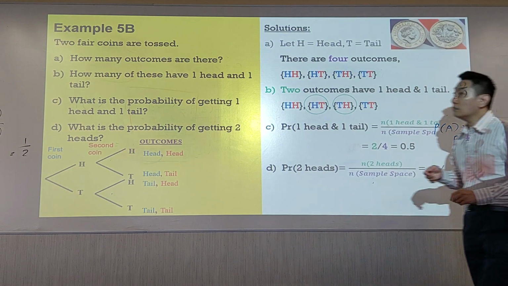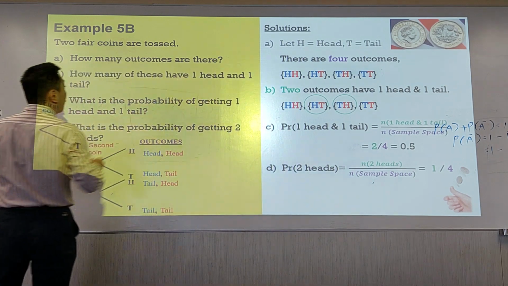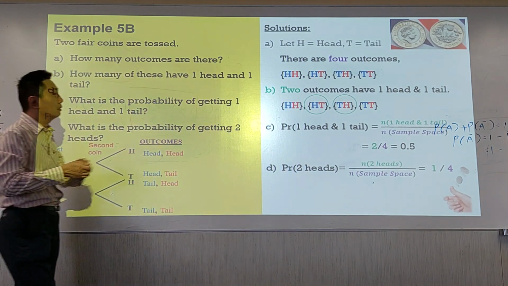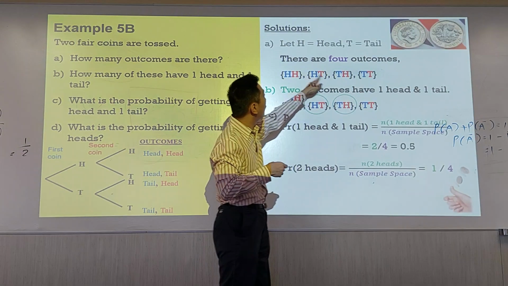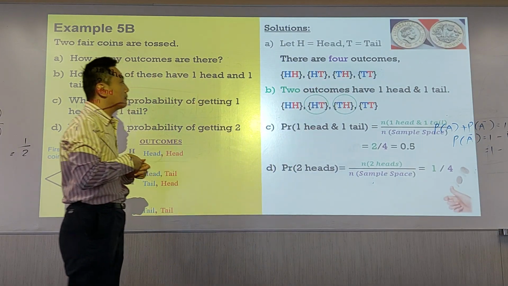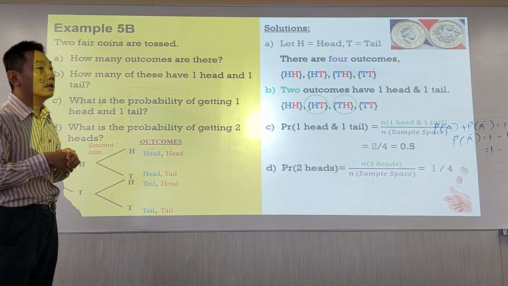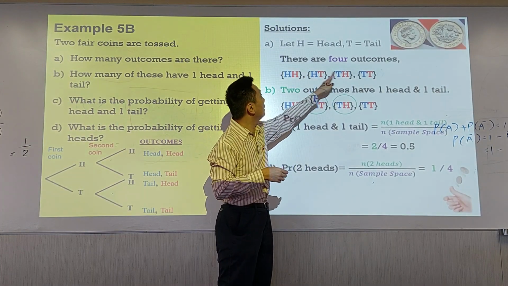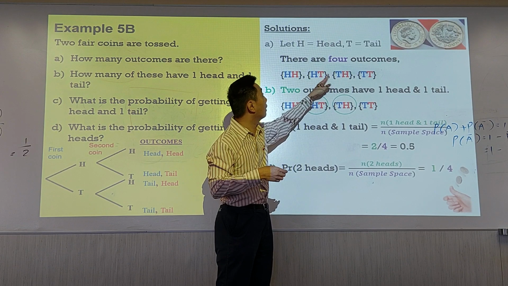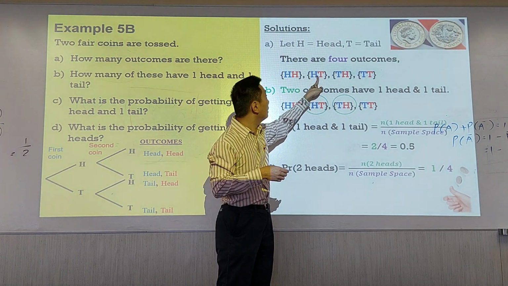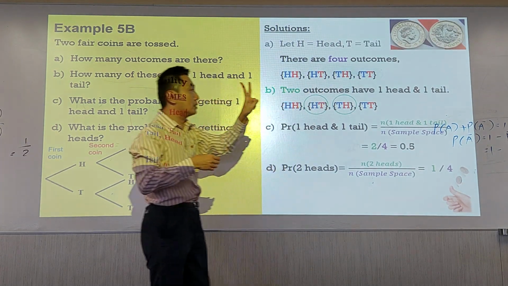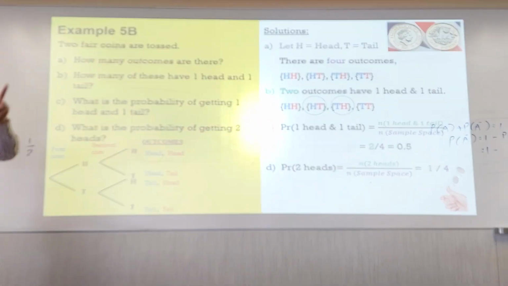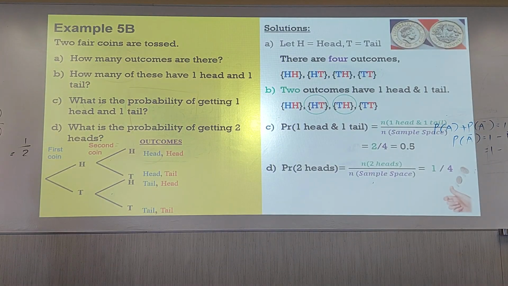Part B: how many of these have one head and one tail? Among these four possible outcomes, how many have one head and one tail? Only these two outcomes, either this or this. So there are two outcomes that have one head and one tail.